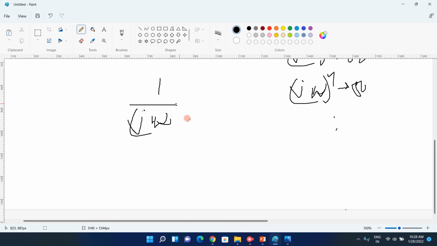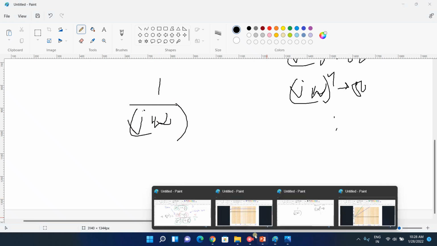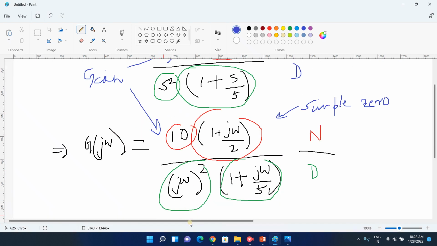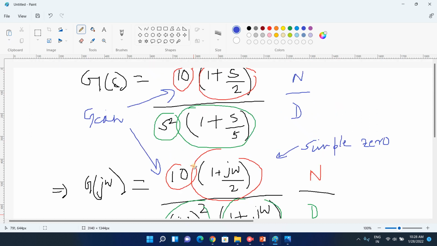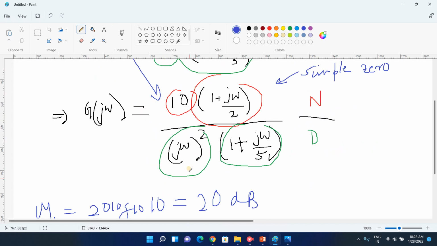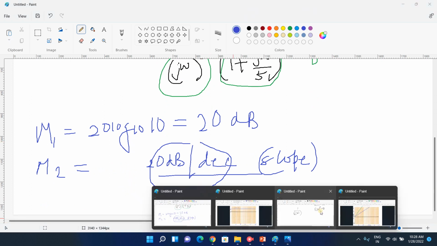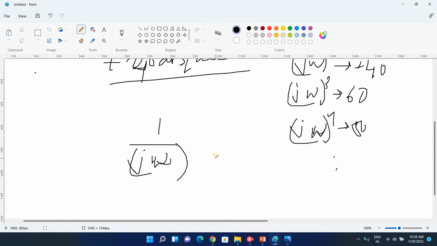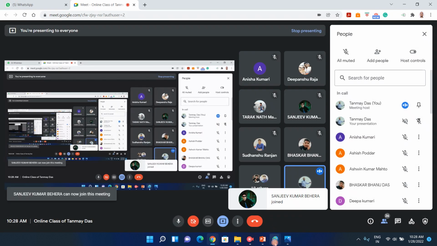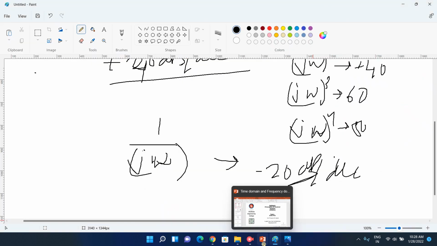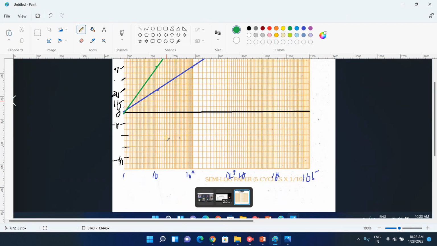Now, if you have a transfer function where it is 1 by j omega in the denominator, that is a pole at the origin. Similar to this one, it is j omega square, which in the example we took earlier was 1 by s square, that means 1 by j omega square. If it is just 1 by j omega, then its slope will be -20 dB per decade. Same thing, only it will be minus. In place of plus we will use minus.